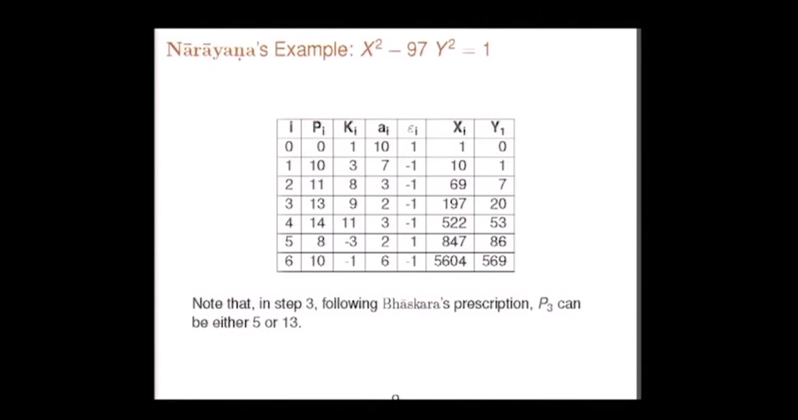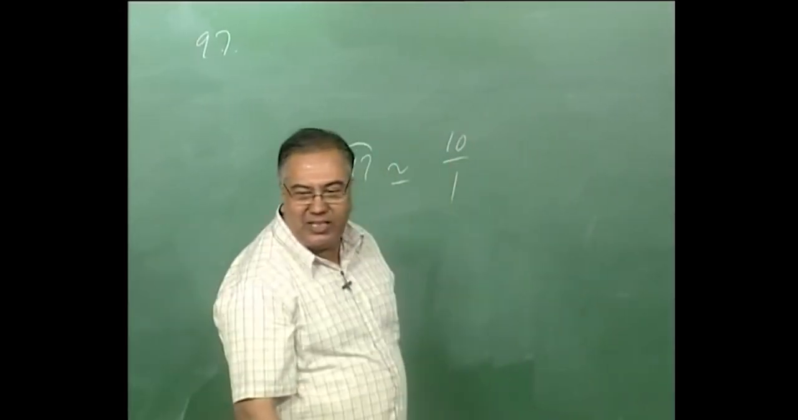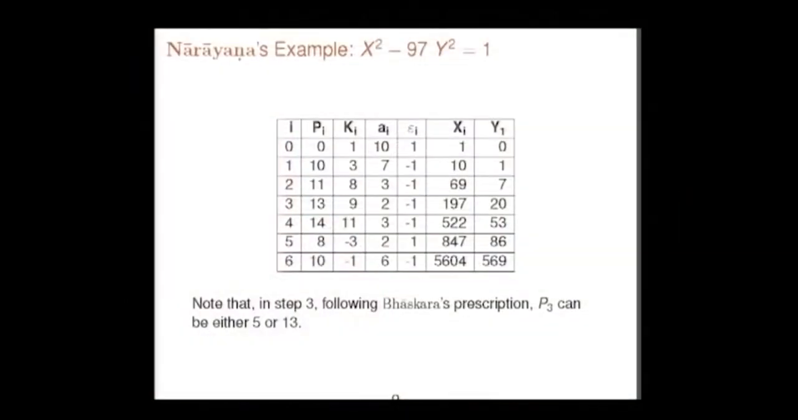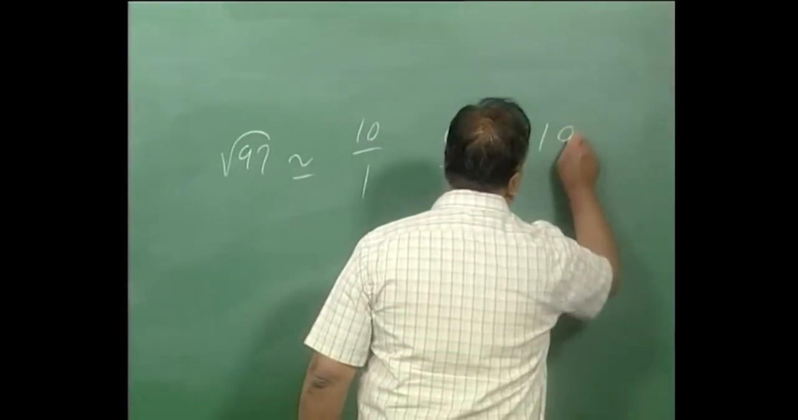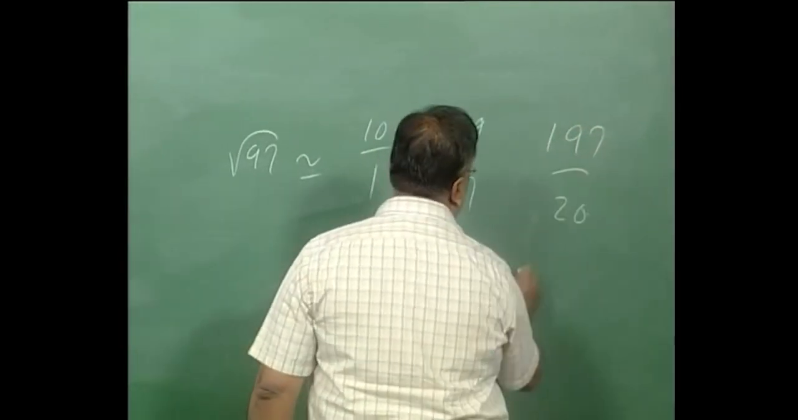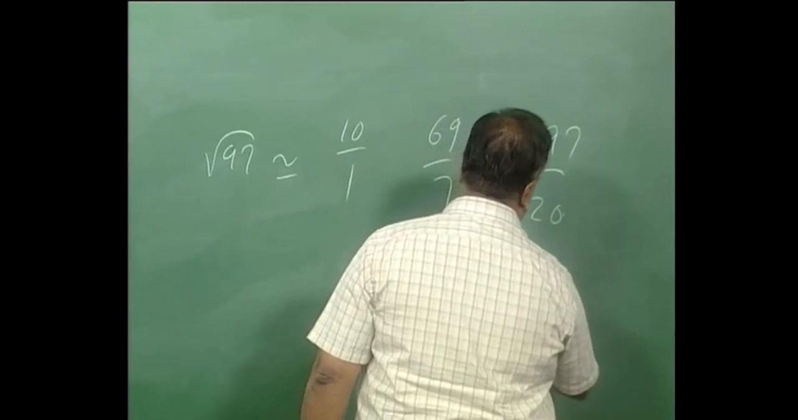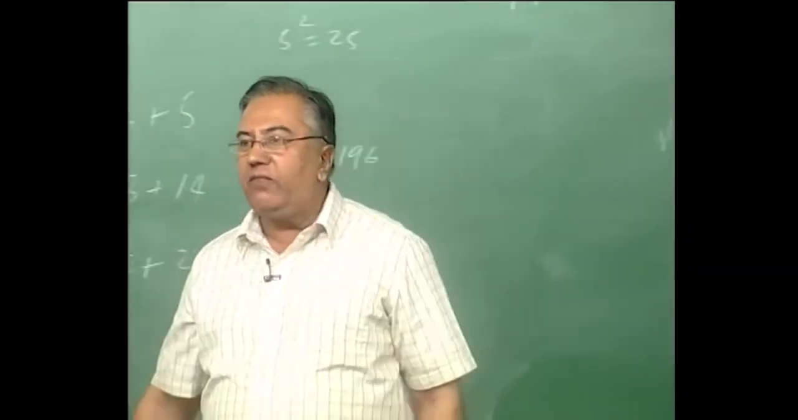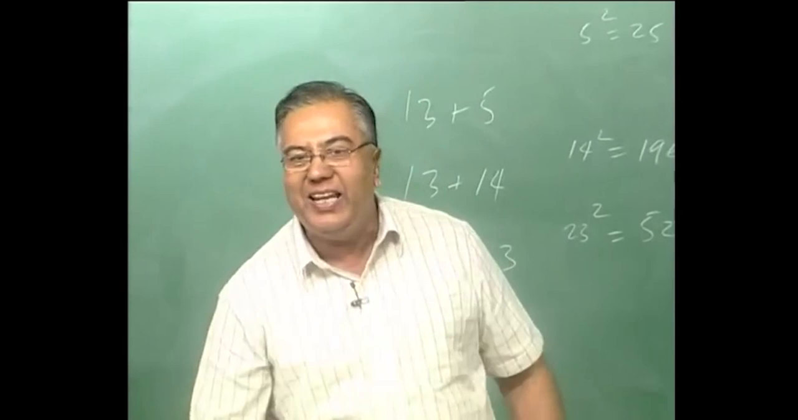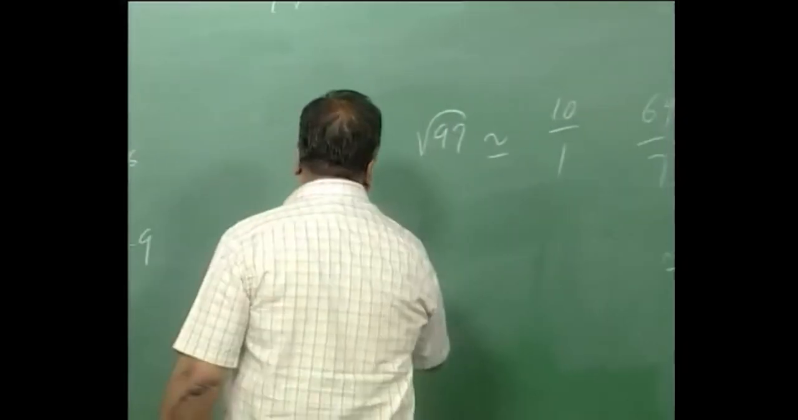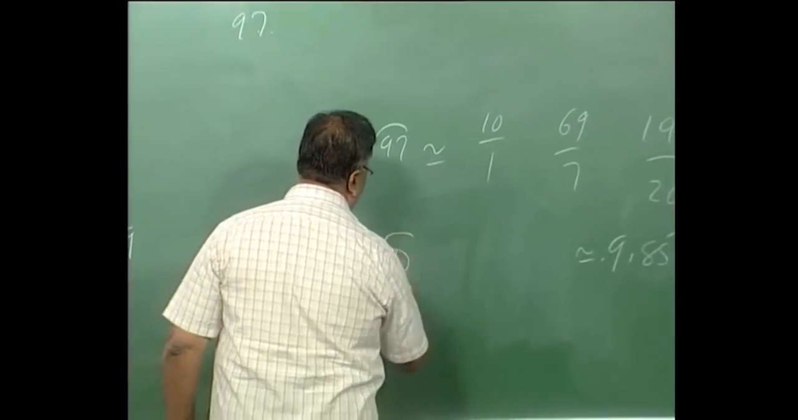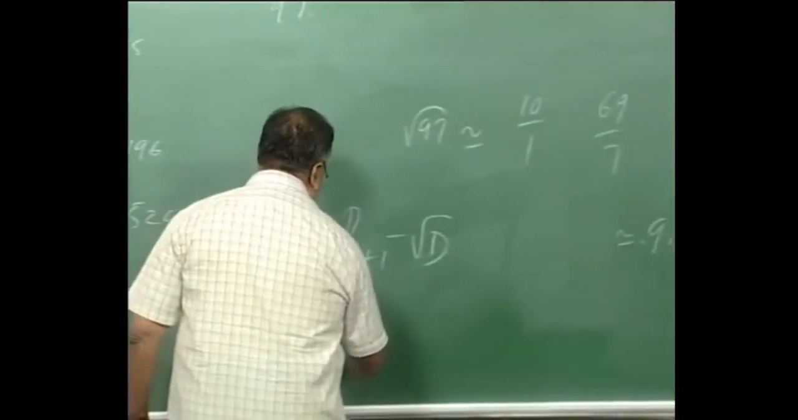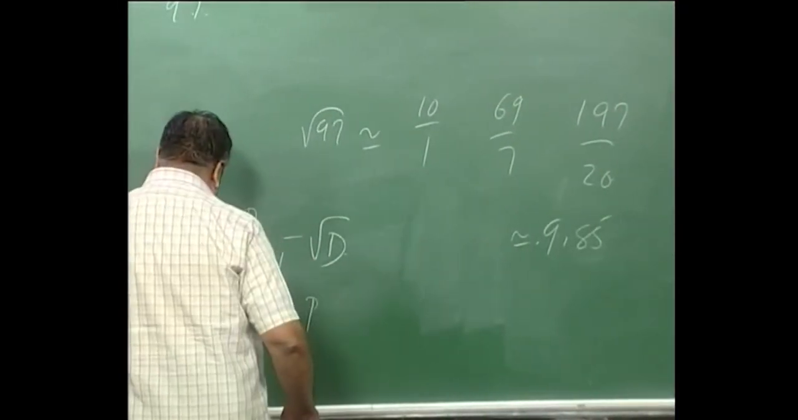various steps are what? 10 by 1. Then the next approximation is 69 by 7. These are all better and better approximations to square root of 97. 197 by 20, right? So it's actually of the order of 9.85, right? Root 97 is of the order of 9.85. Why I am saying this, you will understand in a minute. You try to find out, so I will just take the modulus here.